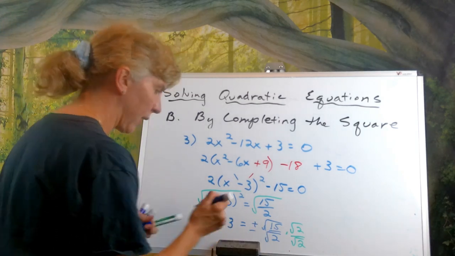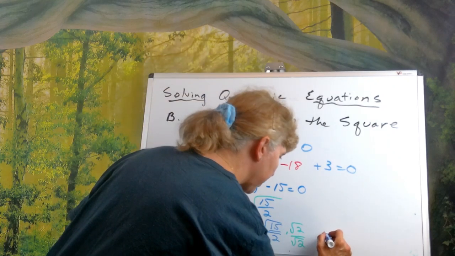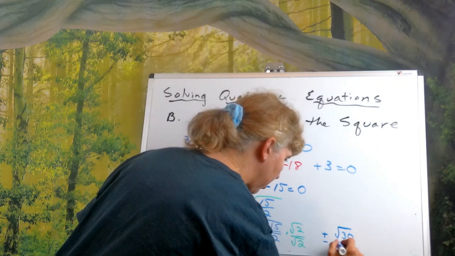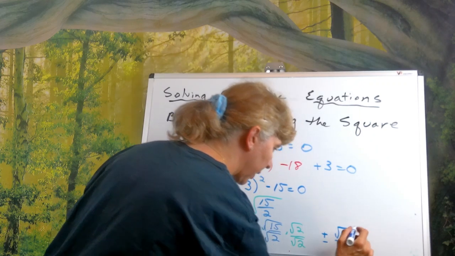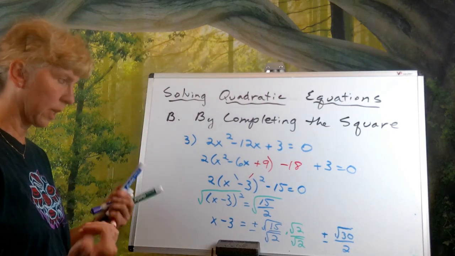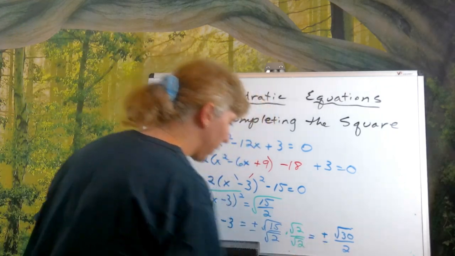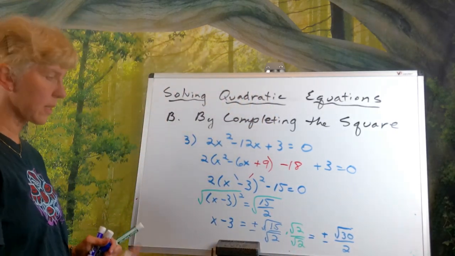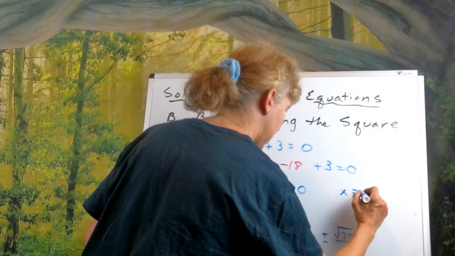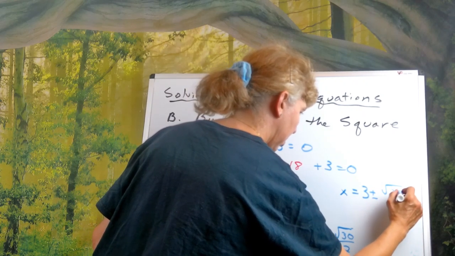So my right-hand side of my equation is now plus or minus root 30 all over 2. Okay, and I can't simplify that radical. It has no perfect square factors. I should put an equals there. All right, so now I'm still solving for x. I'm going to add 3 to both sides. I will get x is equal to 3 plus or minus root 30 over 2.